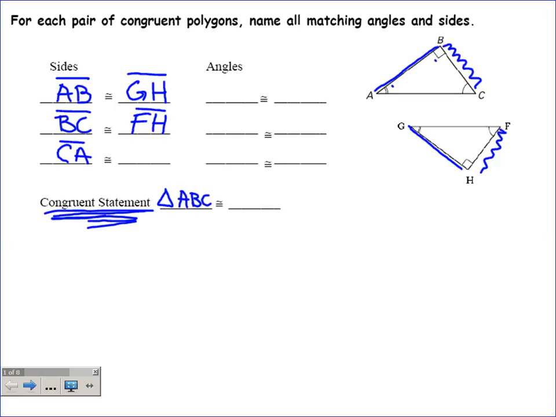And CA is going to be the hypotenuse, and it goes from the one angle arc to the two angle arcs. So let's do it in the same order. In that case, it'd be FG, wouldn't it? FG.